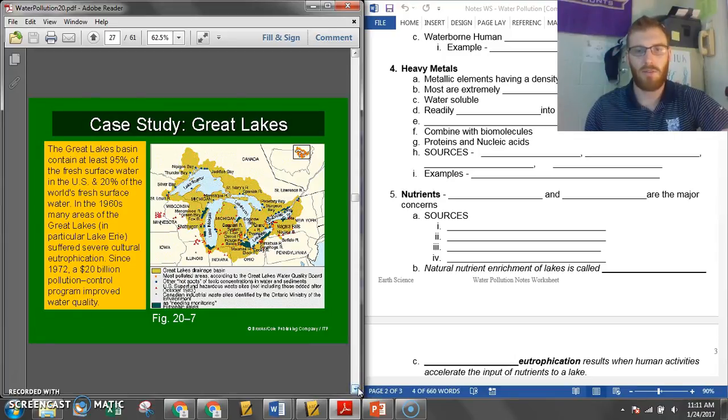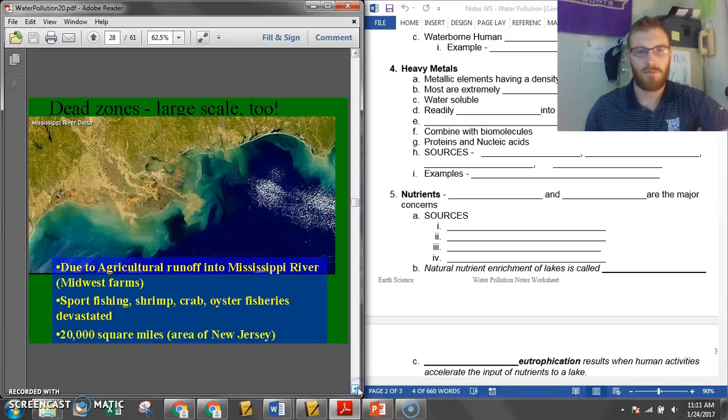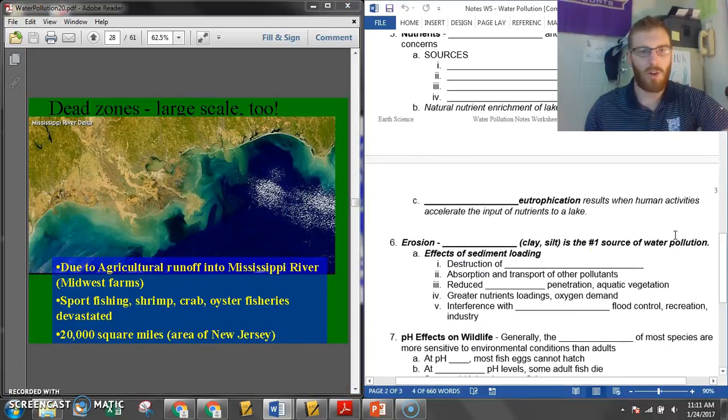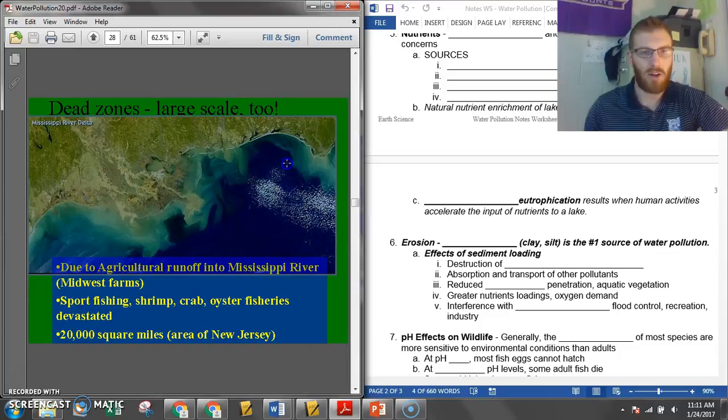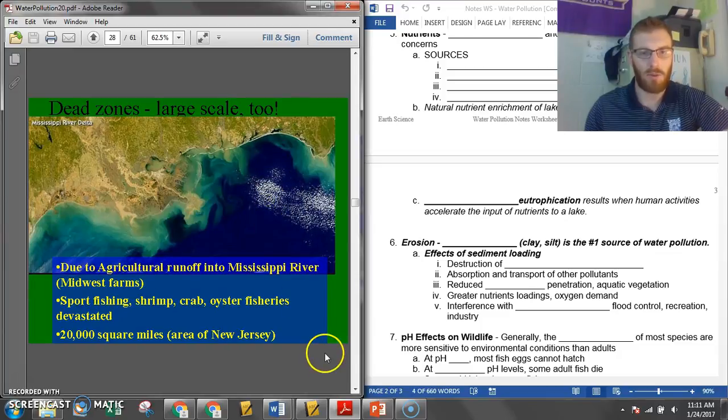You can read this here. And you can see all the eutrophication here. So due to some of the agricultural runoff in the Mississippi River, it has caused this in the Gulf of Mexico. You see all the eutrophication, all these green areas where the water should be this nice bluish color.